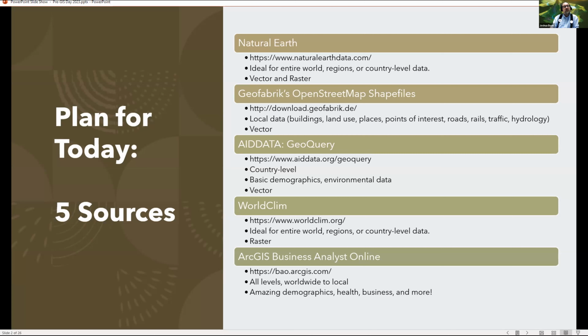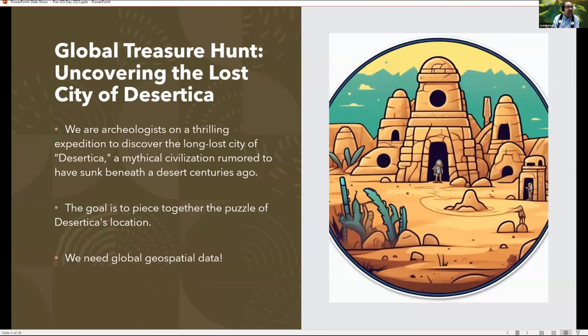But we need some sort of setting to make it interesting, so we are going to make believe a global treasure hunt. We are uncovering the lost city of Desertica. We are archaeologists on a thrilling expedition to discover the long lost city of Desertica, a mythical civilization rumored to have sunk beneath the desert centuries ago. And yes, that image there I also created with that exact prompt, with the "We are archaeologists," and that is the image it generated. I thought it was perfect.